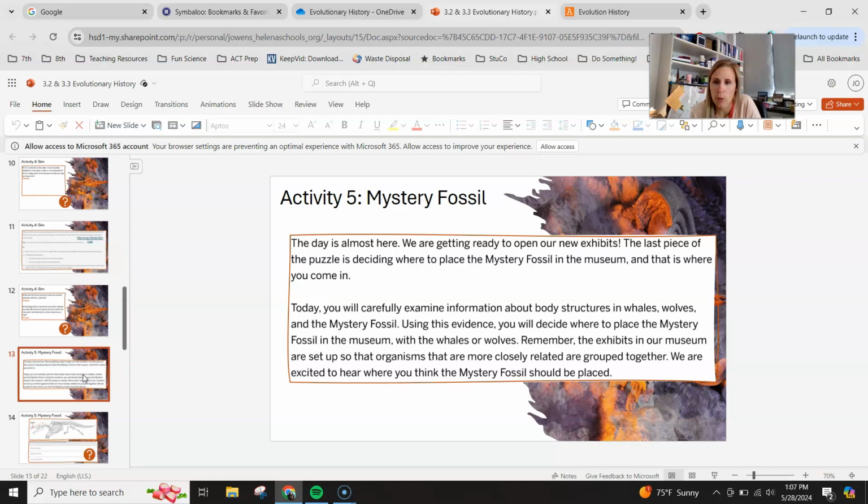Using this evidence, you will decide where to place a mystery fossil in the museum, with the whales or with the wolves. Remember, the exhibits in our museum are set up so that organisms that are more closely related are grouped together. We are excited to hear where you think the mystery fossil should be placed. So again, we're looking at our mystery fossil and deciding, is it more closely related to whales or is it more closely related to wolves?